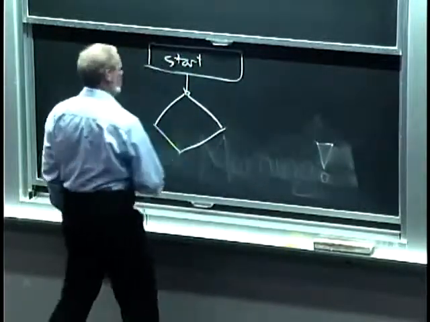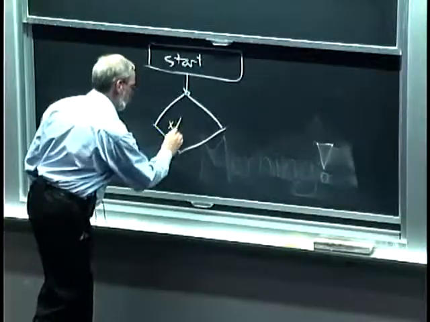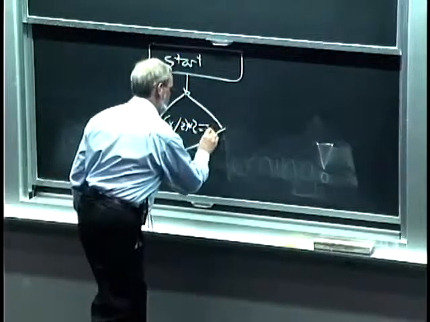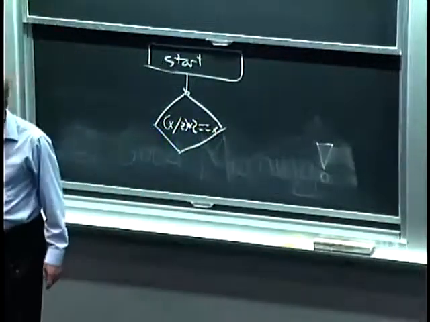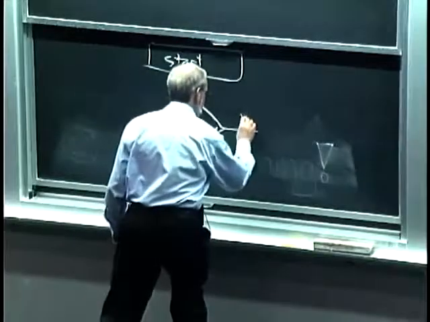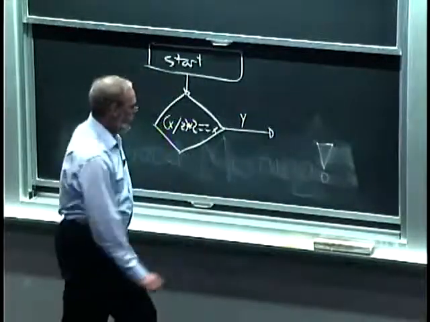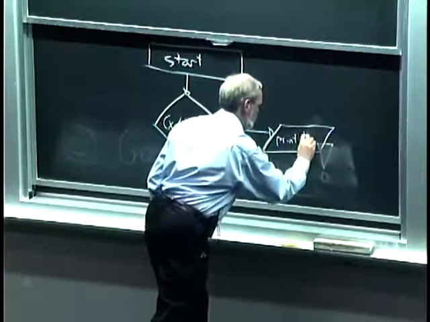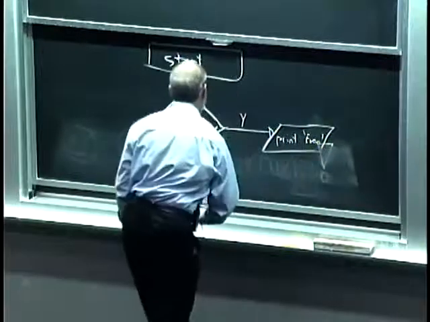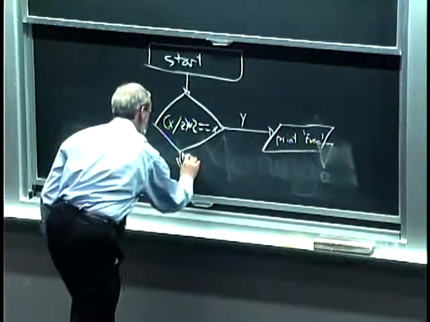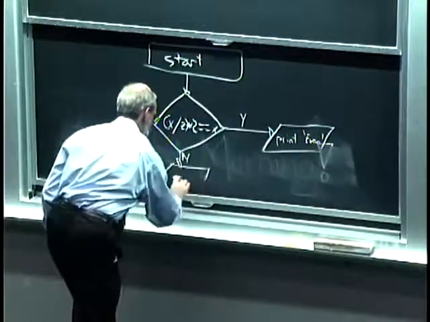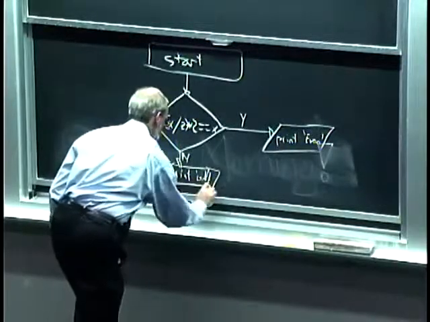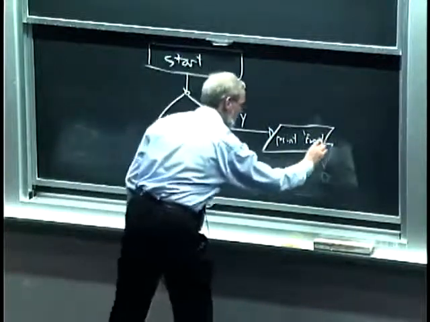Remind you that the test here was we took x, did integer division by 2, multiplied it by 2, and we checked to see if that was the same as x. If the answer is yes, then we did a print of even. If the answer was no, we did a print of odd, and then we carried on.